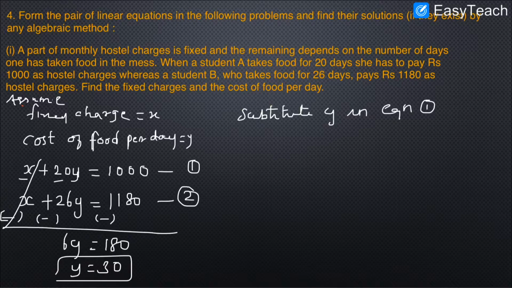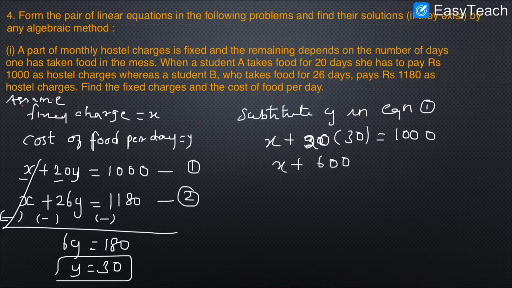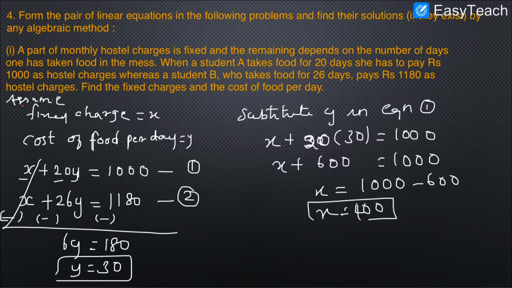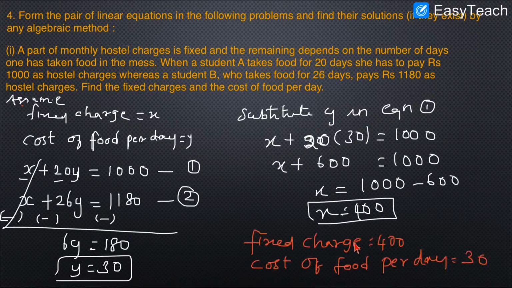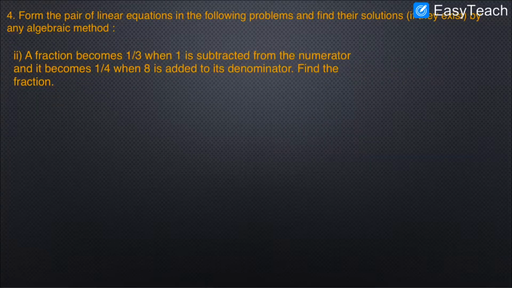Let's substitute y in equation 1, which gives me x plus 20 into 30 equals 1000. So x plus 600 equals 1000. So x equals 1000 minus 600, which is 400. So the fixed charge which we assumed as x is 400, and the cost of food per day, which is y, equals 30. So let me move on to the second question.